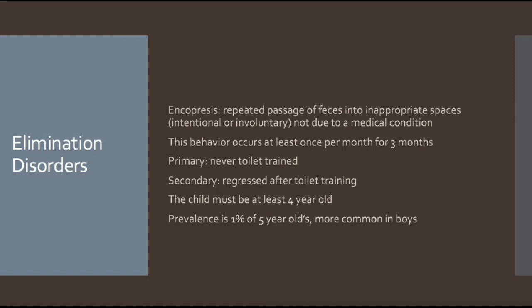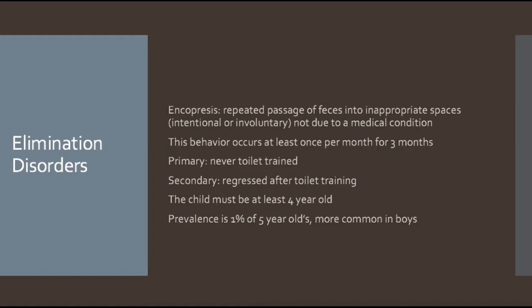Primary, and you can define it as primary or secondary. So primary encopresis would be that they were never toilet trained to begin with, and secondary would be that they regressed after toilet training. So secondary, they had achieved continence and then lost it, or vice versa for primary.